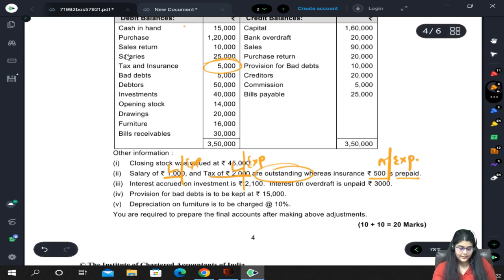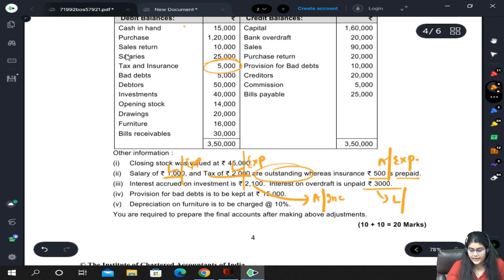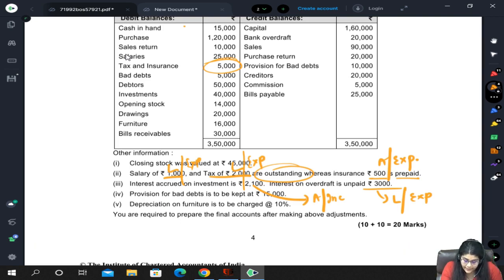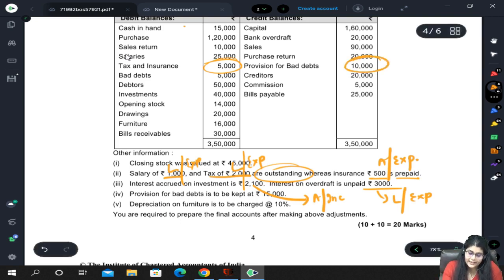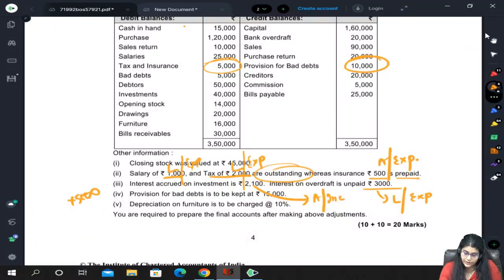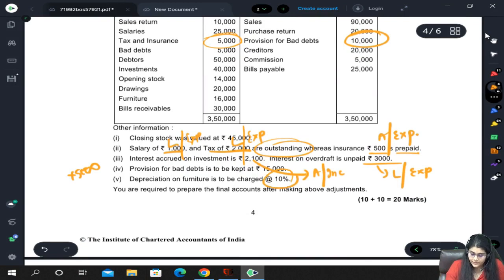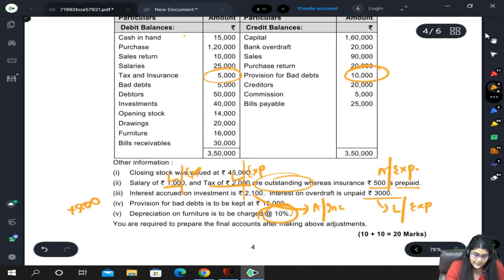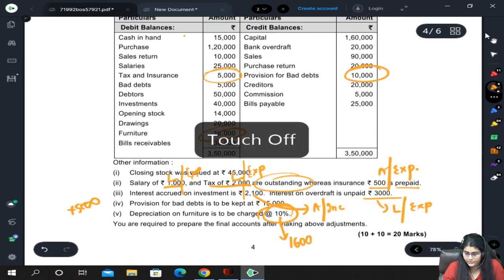Interest accrued on investment, this one will become an asset and we have to adjust this in the income. Interest on overdraft unpaid will be a liability and we have to adjust this as an expenditure. Provision for bad debts to be kept at 15,000. We already have 10,000, so an additional 5,000 has to be made. Depreciation on furniture to be charged at 10%. We have furniture balance as 16,000, which means depreciation will be 1,600.